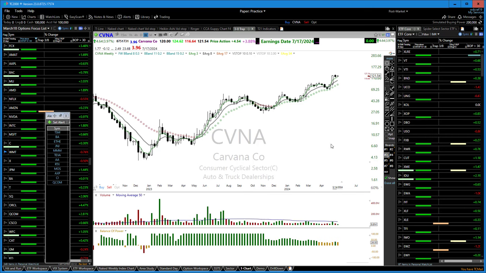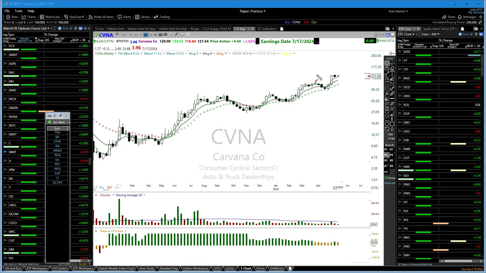Carvana. Carvana was a pop out of the box right here. It could be setting up another one right now, but we've got to wait for it. Trend is here. So if this is going to set up another pop out of the box now, it may have to rest out to there and then look for your entry. By the way, pop out of the box, high probability trades. And if you really pay attention to the consolidations, you can get lower risk entries than on pullback opportunity trades.